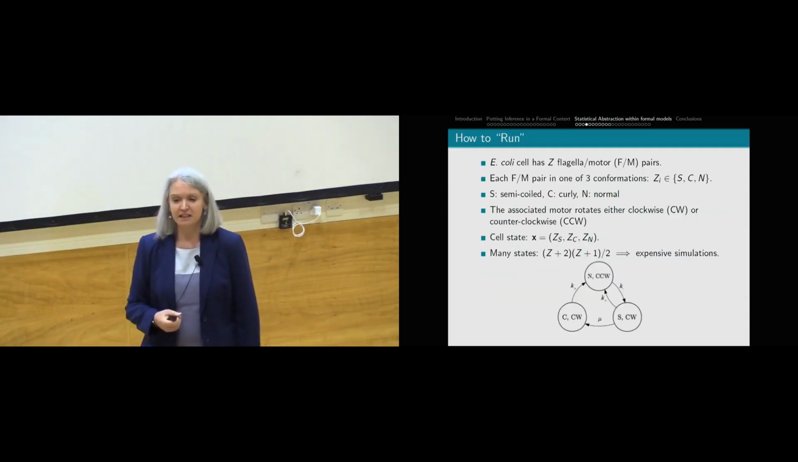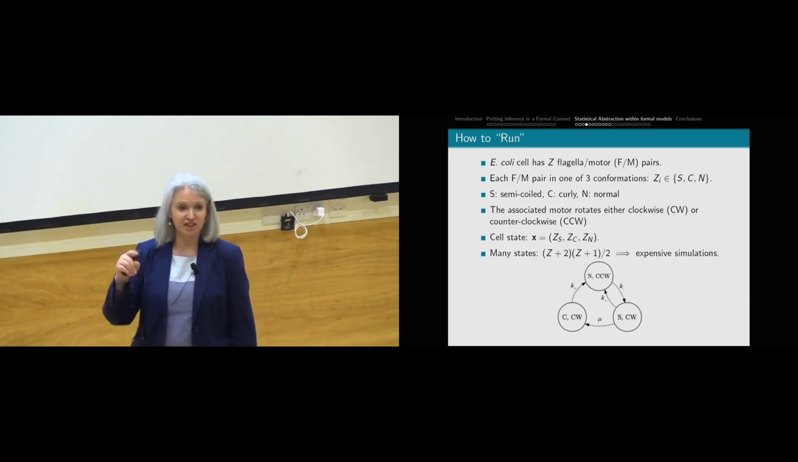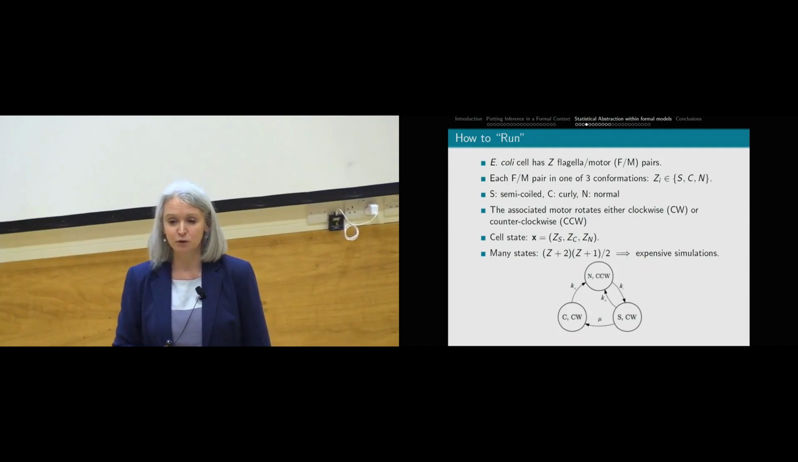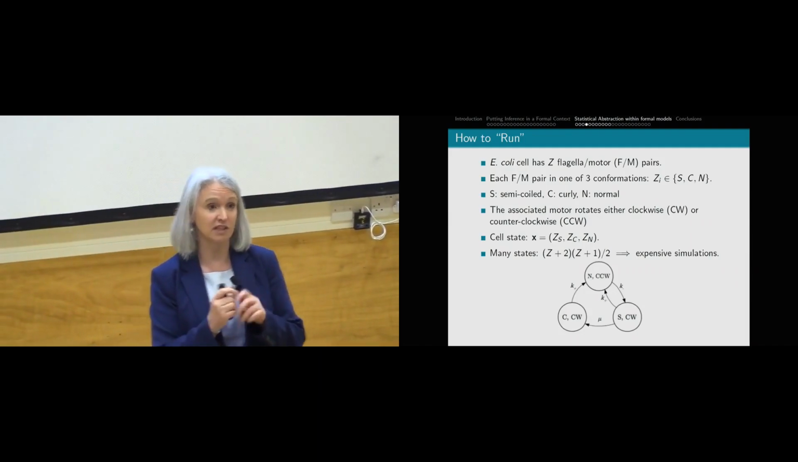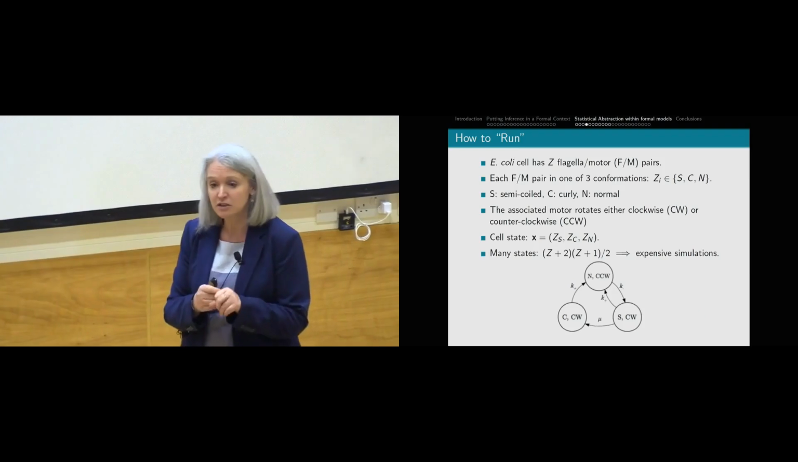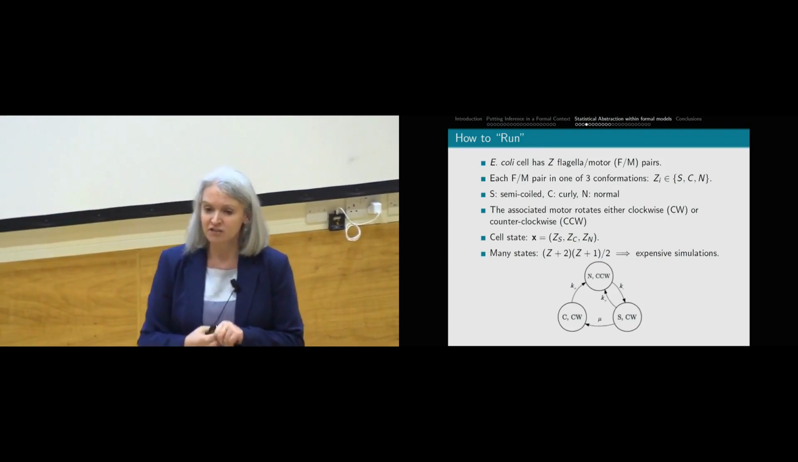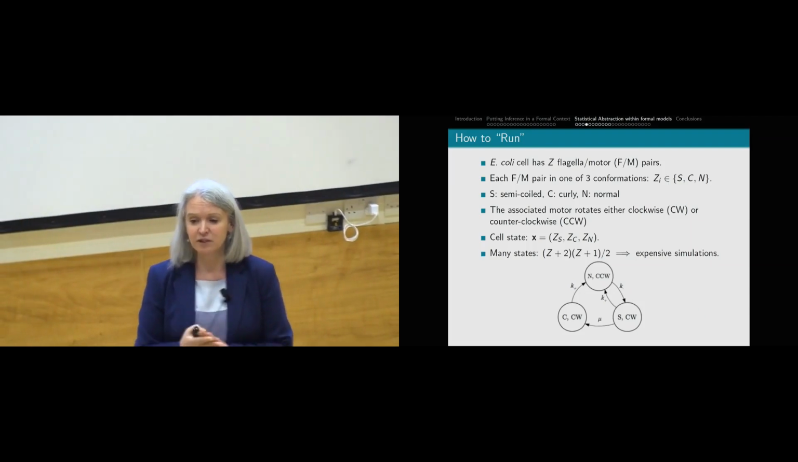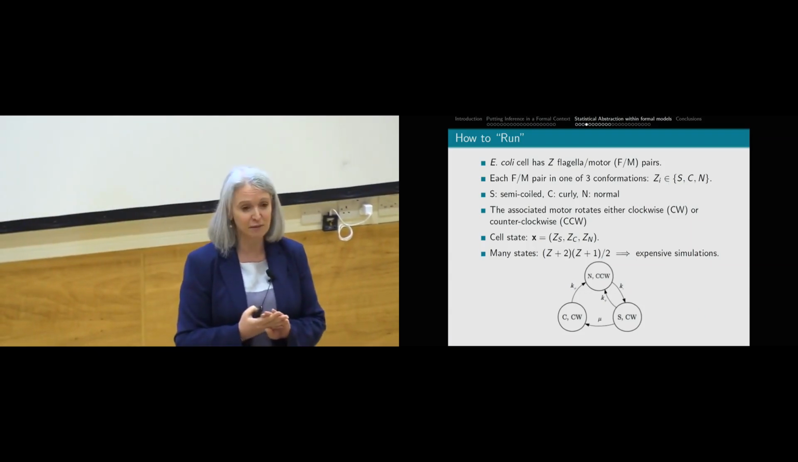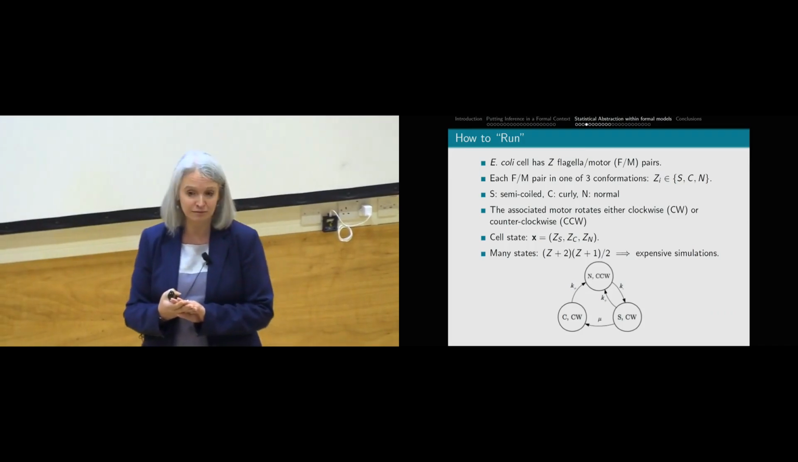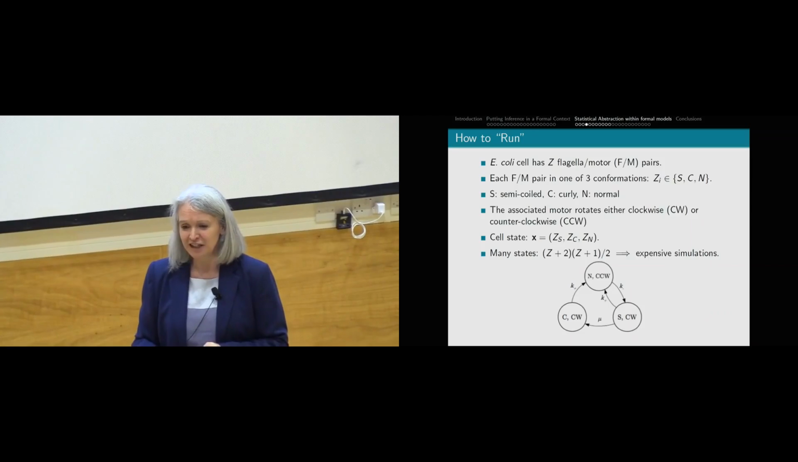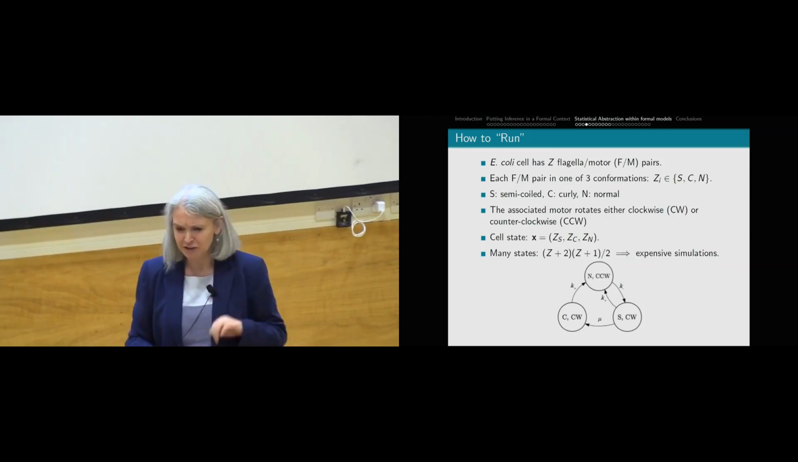So when we look inside the E. coli, it has a number of flagella or tails, and each one of those is coupled with what's called a motor, which is actually how it's anchored into the cell wall. And each of these flagella motor pairs have three different conformations, which are called semi-coiled, curly, and normal. Okay, and we'll see certainly normal and semi-coiled kind of makes sense when we see it.